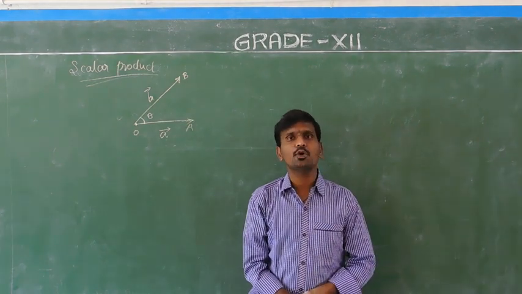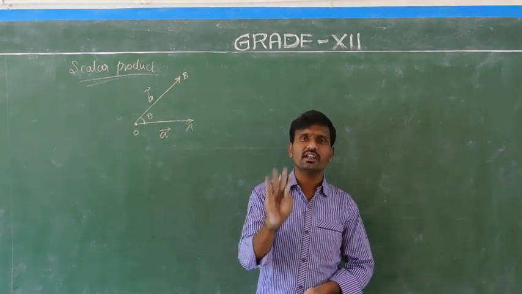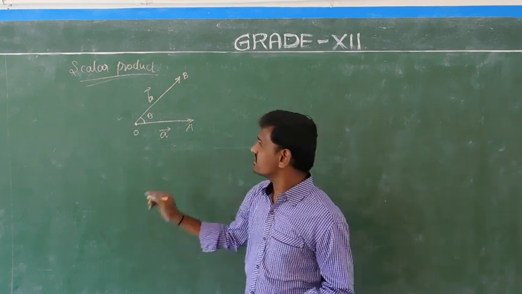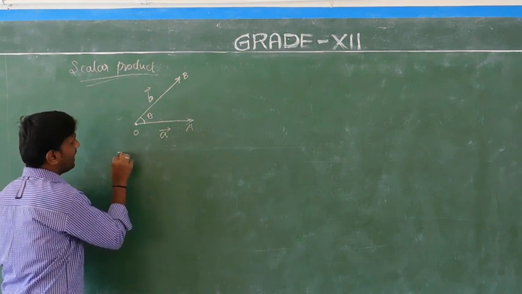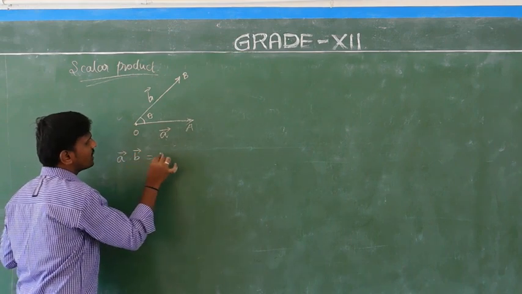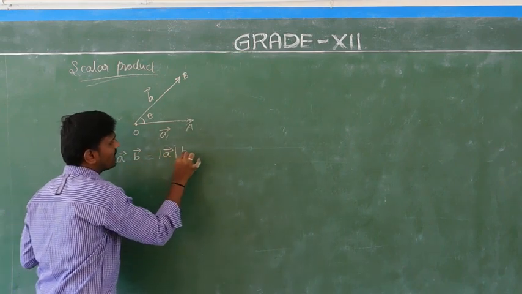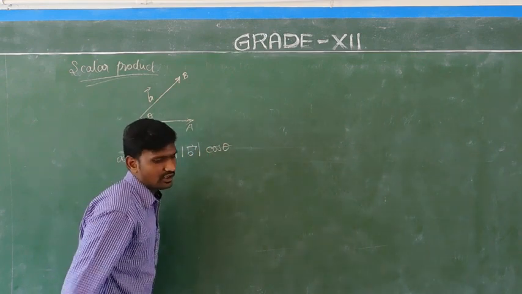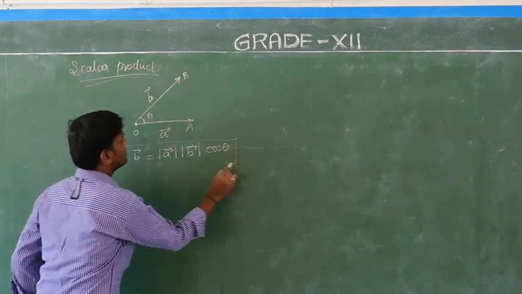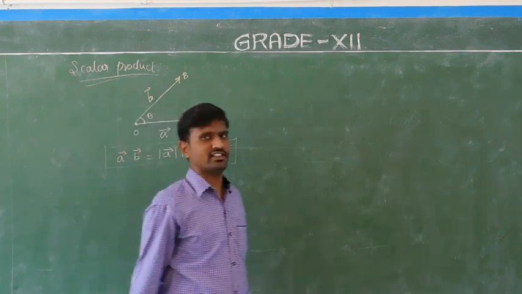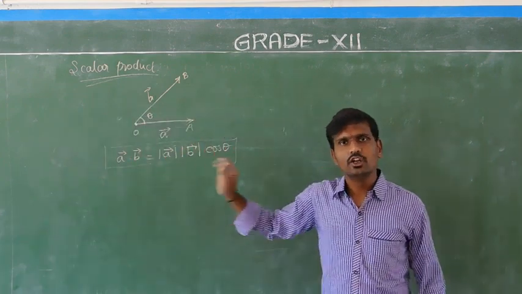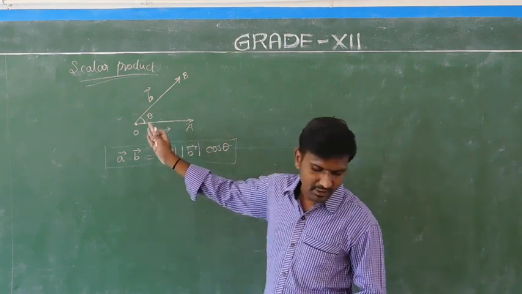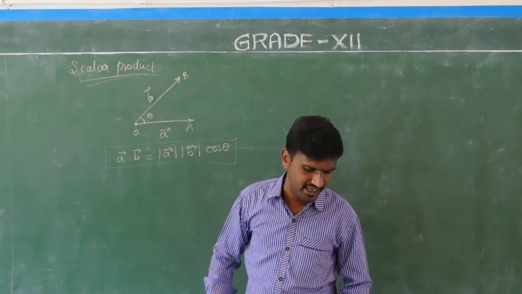The scalar product of two non-zero vectors A vector and B vector is defined as A dot B, which is equal to modulus of A vector into modulus of B vector into cos theta. This is defined as the dot product. Here theta is the angle between the vectors A and B.